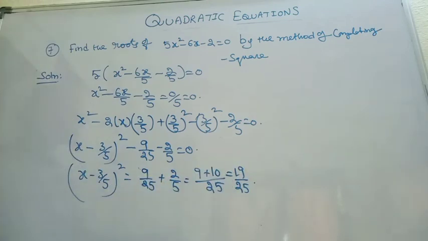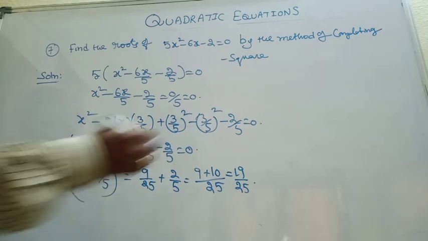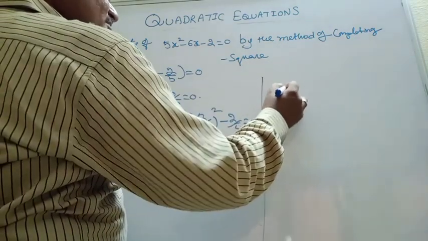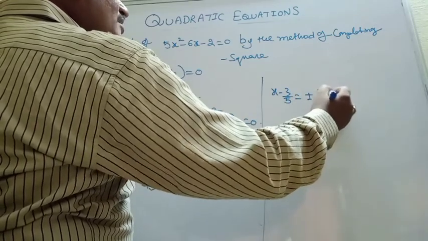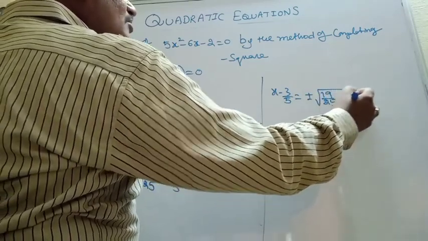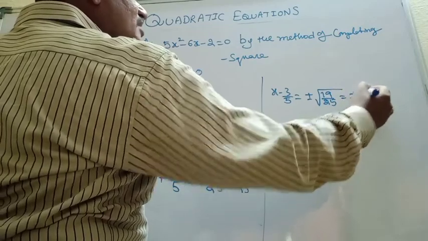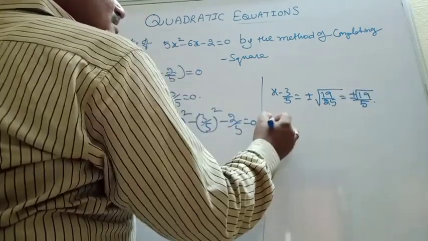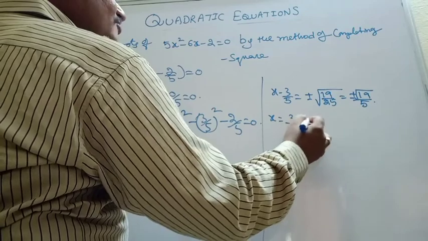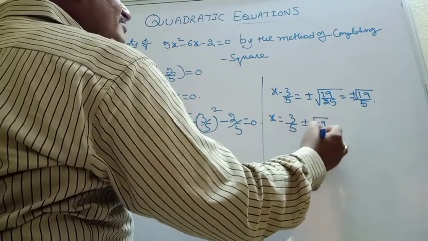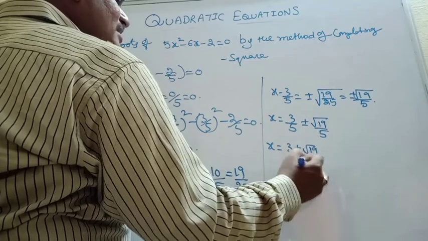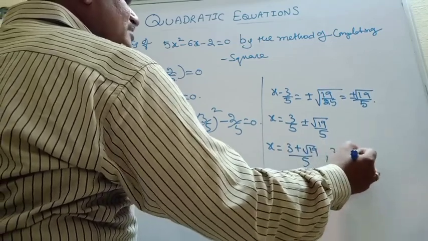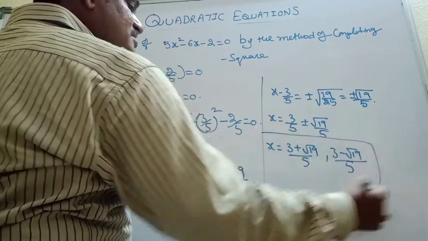Wonderful. Once you got 19 by 25, x minus 3 by 5 equals plus or minus square root of 19 by 25. This equals plus or minus root 19 by 5. Now x is equal to 3 by 5 plus or minus root 19 by 5. That means one root is 3 plus root 19 by 5 and another root is 3 minus root 19 by 5. These are the two roots you will be getting.